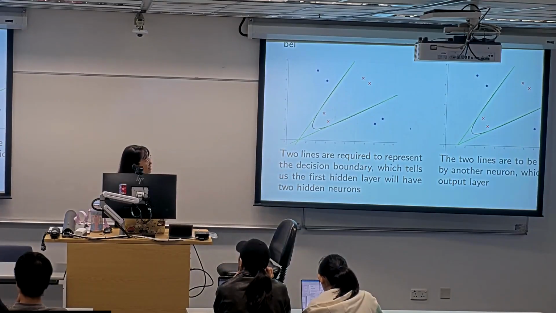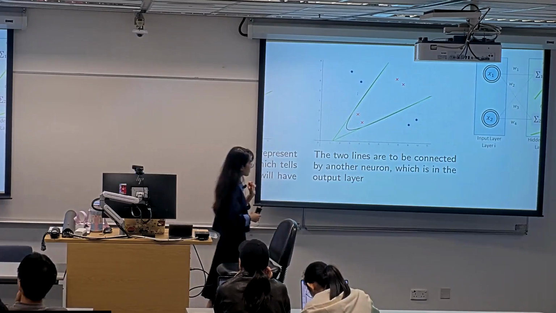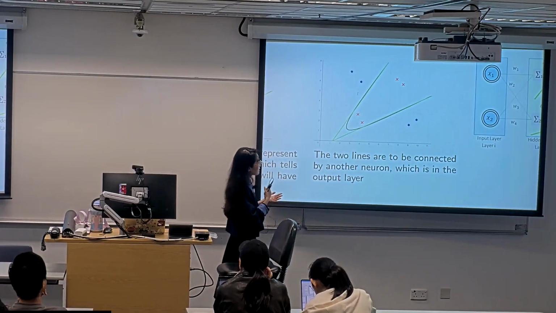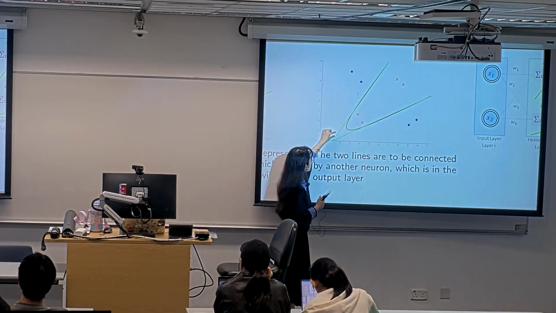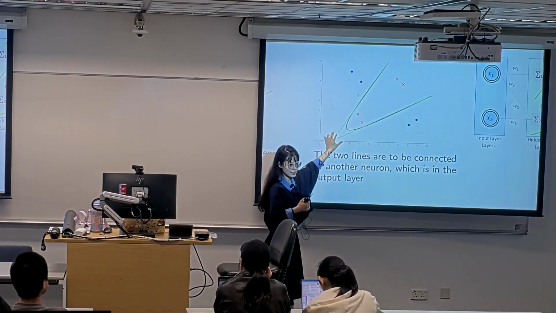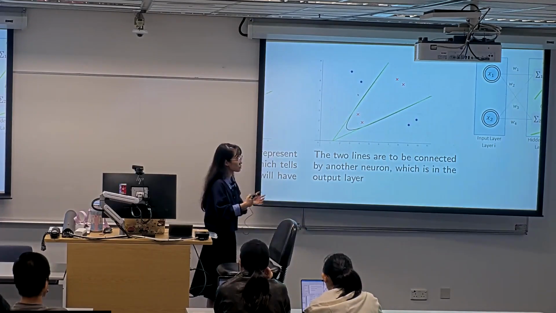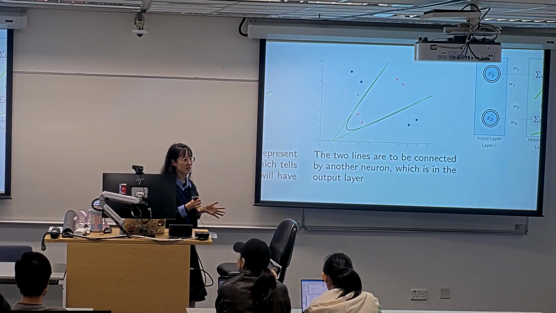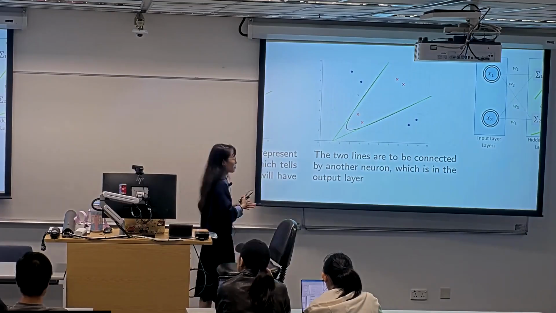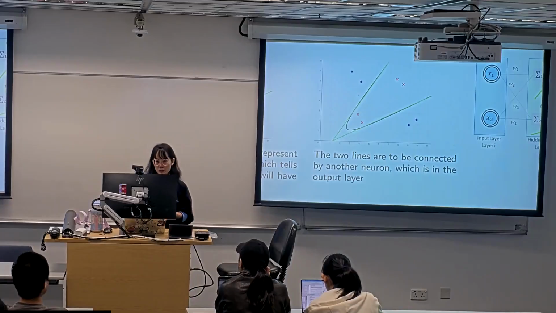After that, we need to try to find a way to combine these two straight lines together, and we can roughly have such things. So the two lines, we just roughly think that they can be connected by another neuron, because we just try to combine them using, again, some linear combination of these two straight lines to try to estimate such a decision boundary. So we can just roughly imagine that now these two lines are connected by another neuron. That neuron would be the node in the output layer.